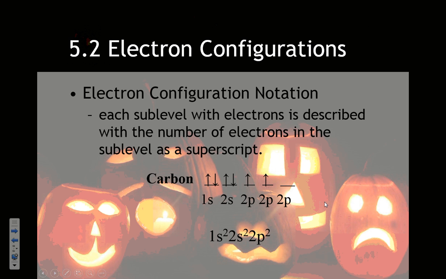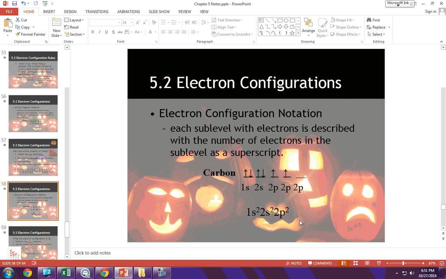So it's quicker. If you had something like cobalt, it would be a lot faster to do this for cobalt than to write the full orbital notation. And that ends our first day of notes over electron configurations.